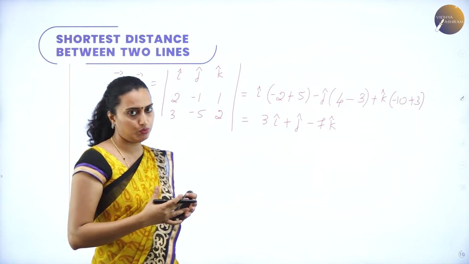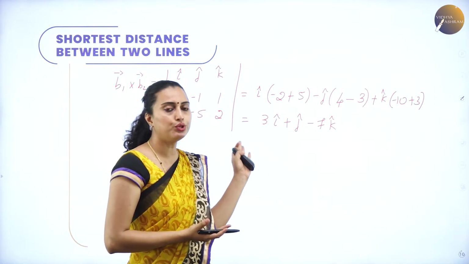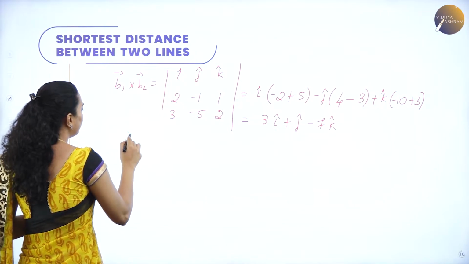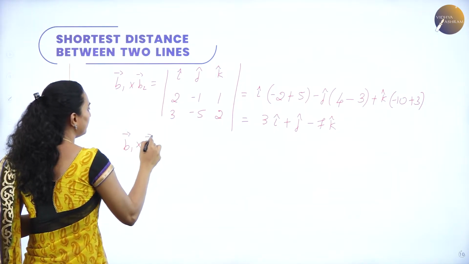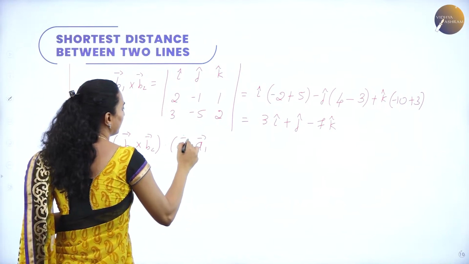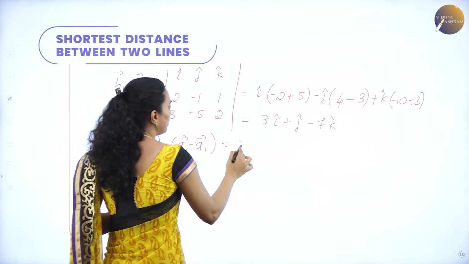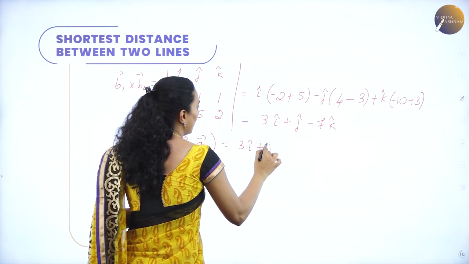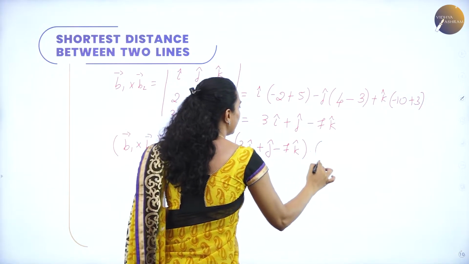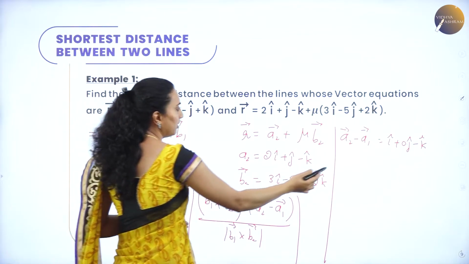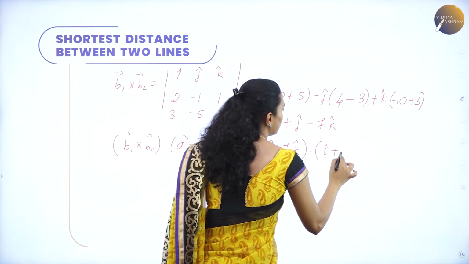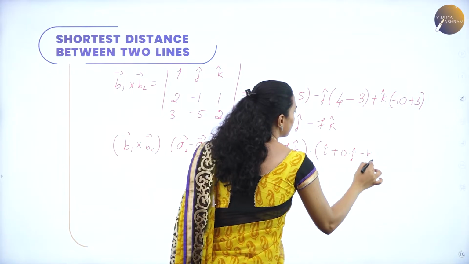So, you have to remember this or write it down here. Now, what do you need to do? You got B1 cross B2, and you know A2 minus A1. Let me write it here: B1 cross B2 dot A2 minus A1. B1 cross B2 is 3i plus j minus 7k, as we found here. Now, into A2 minus A1, which we found to be i plus 0j minus k.